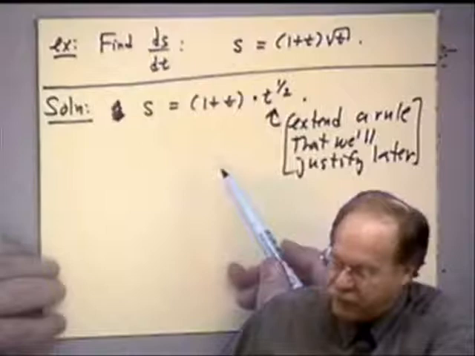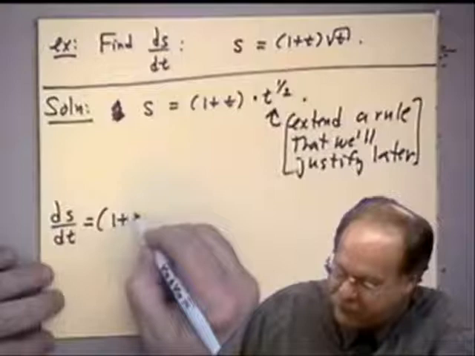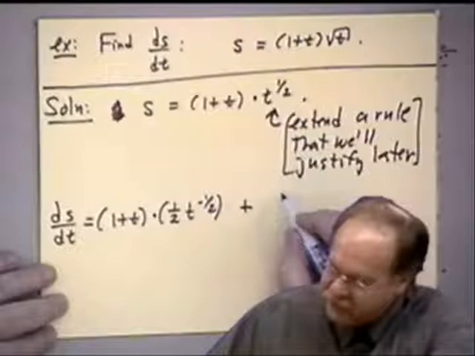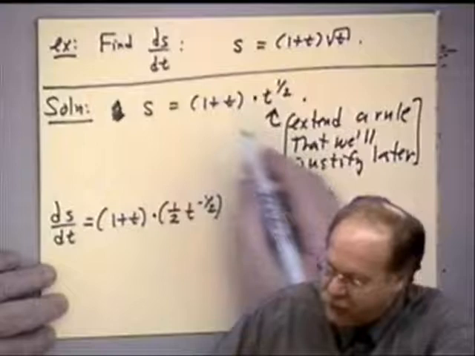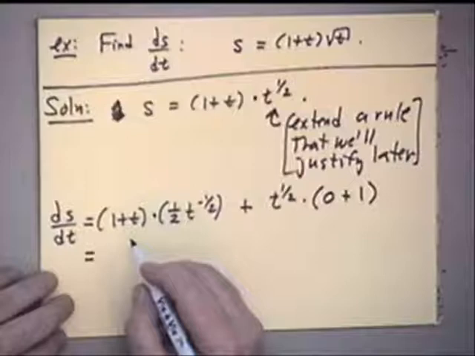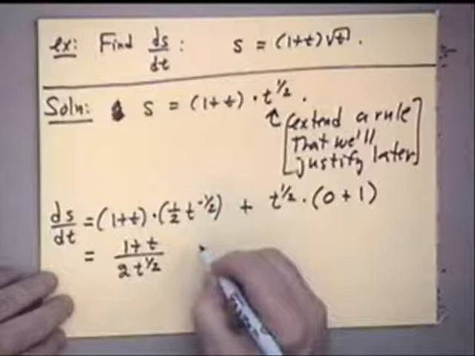In this case, then, the derivative comes out to be 1 plus t, left alone, the first member of the product is left alone, times the derivative of the second one, and assuming that rule holds, 1/2 t to the minus 1/2, plus the second one left alone, t to the 1/2, times the derivative of the first. Derivative of 1 is 0 plus the derivative of t is 1. And let's do some algebra here because it's good practice, and we have these negative powers floating around, at least one here. So what do we have here? We have 1 plus t over 2 times t to the 1/2 plus, and t to the 1/2 times 1 is just t to the 1/2.